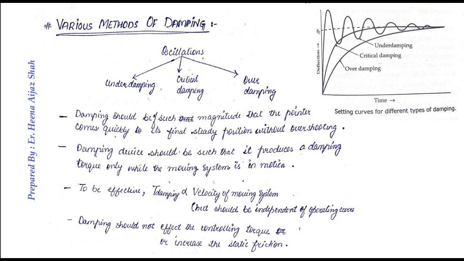Now, oscillations can be categorized into three categories: underdamping, critical damping and overdamping. This is also explained using the graph. Whatever damping we provide to the system should be of such magnitude that the pointer comes quickly to its final steady state position without overshooting. That is the reason why we do damping in any system. The damping device should produce a damping torque only while the moving system is in motion, not when it is at rest. For its effectiveness, the damping torque should always be proportional to the velocity of the moving system.